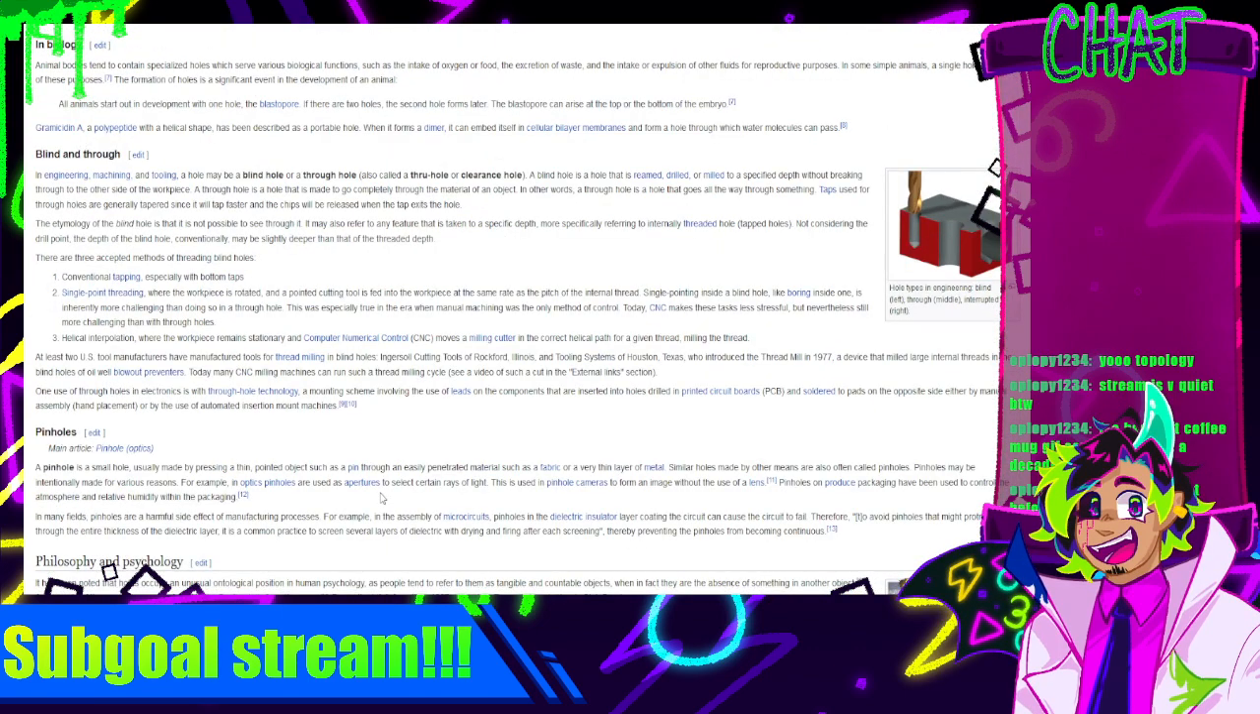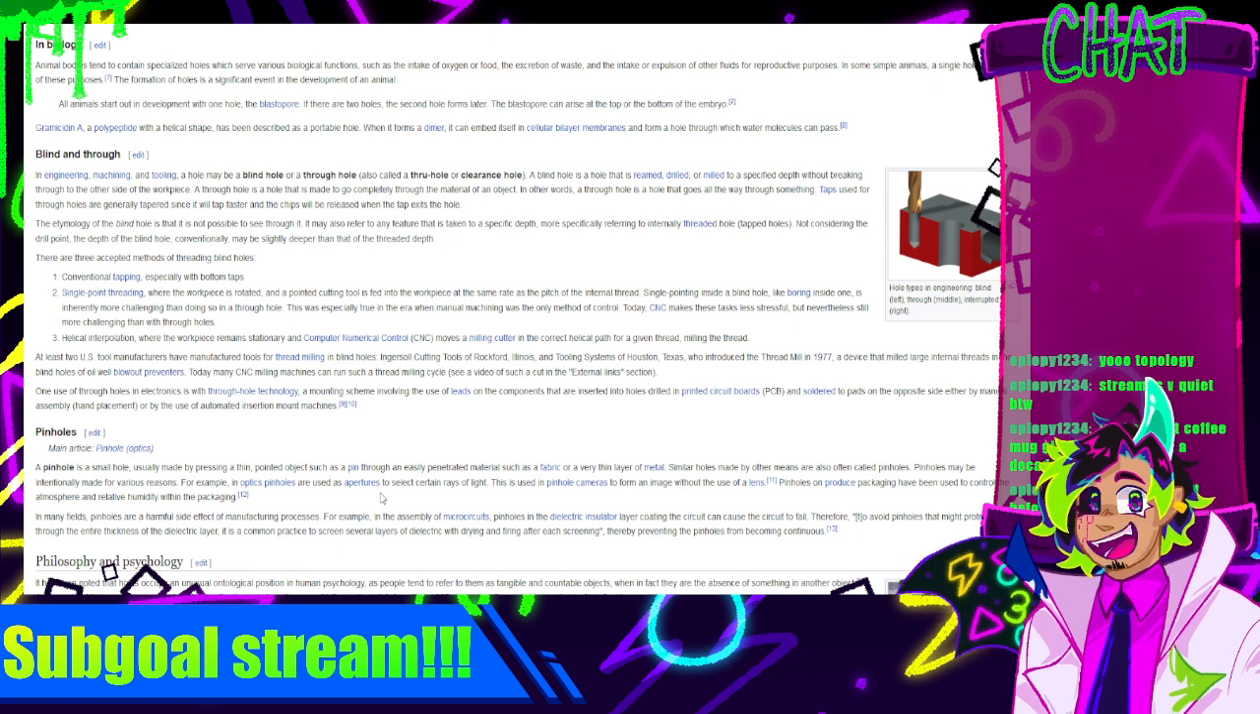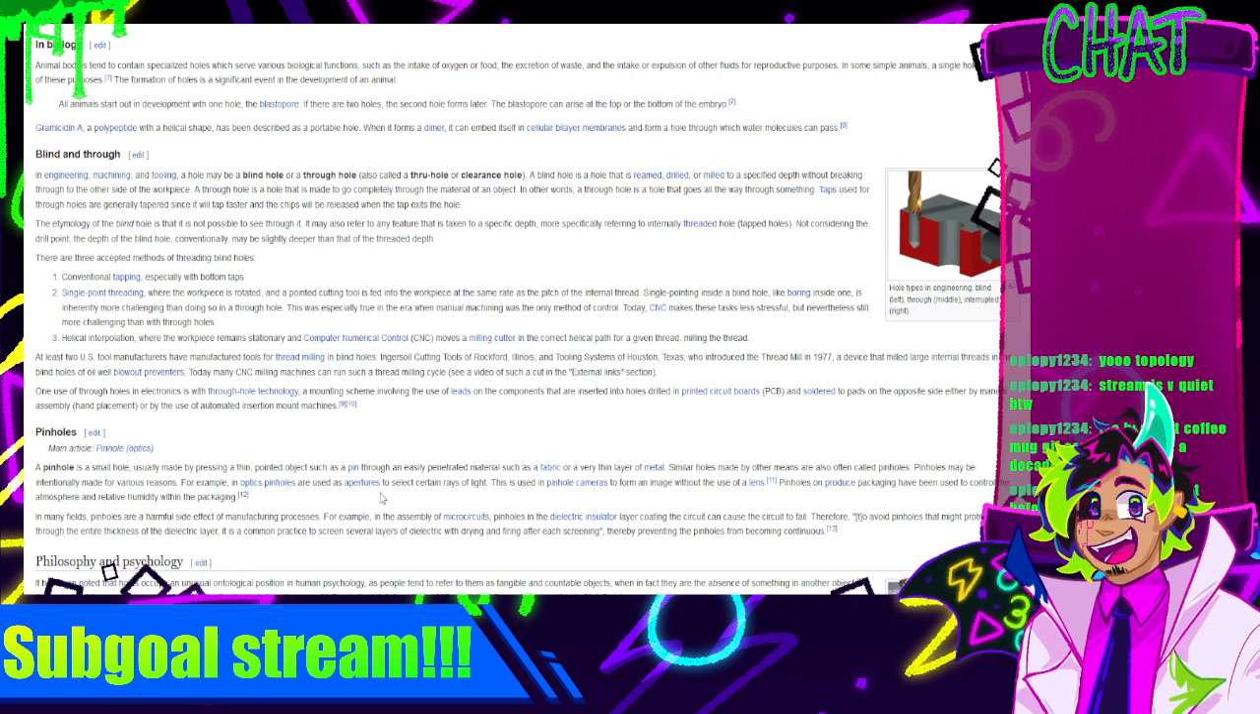In engineering, machining, and tooling, a hole may be a blind hole or a through hole, also called a clearance hole. A blind hole is a hole that is reamed, drilled, or milled to a specific depth without breaking through to the other side of the workpiece. A through hole is a hole that is made to go completely through the material of an object. In other words, a through hole is a hole that goes all the way through something. Taps used for through holes are generally tapered since it will tap faster and the chips will be released when the tap exits the hole.